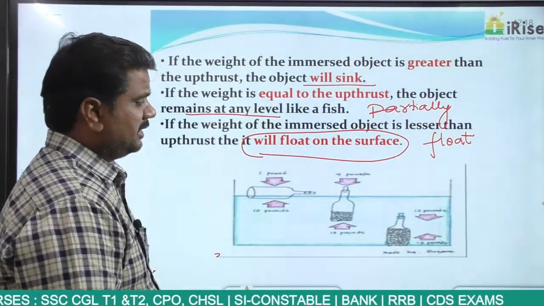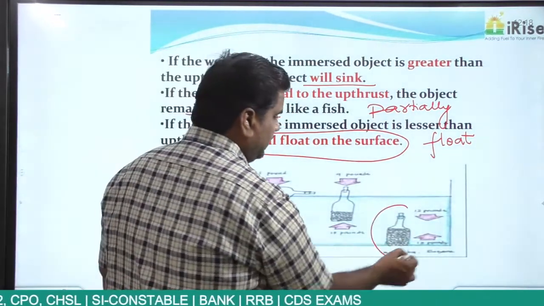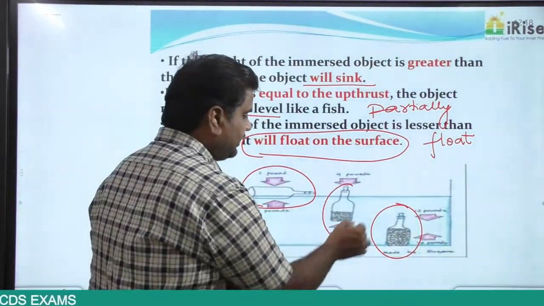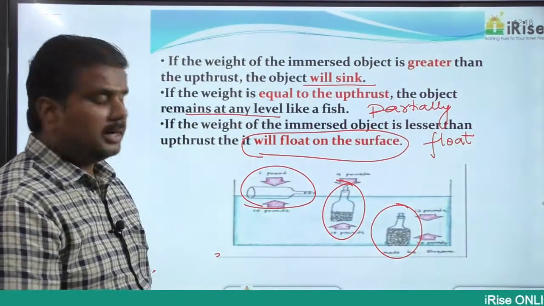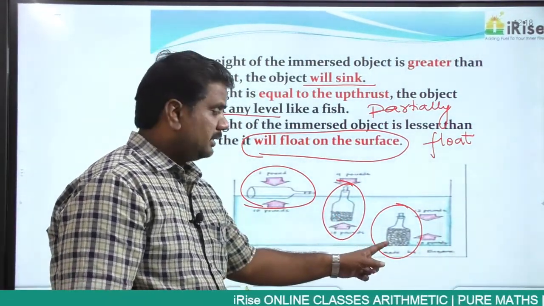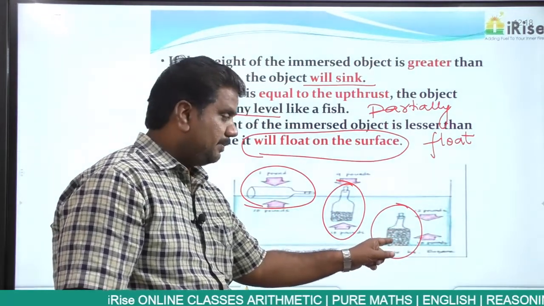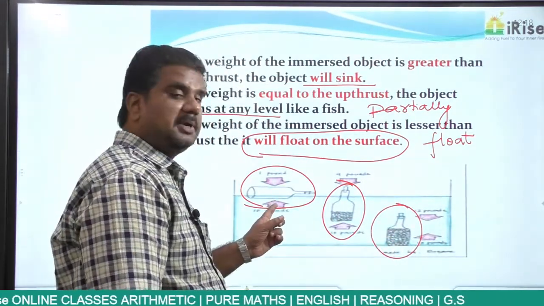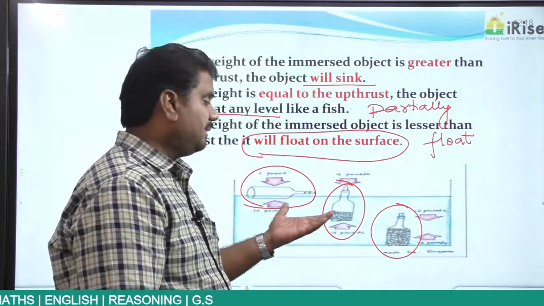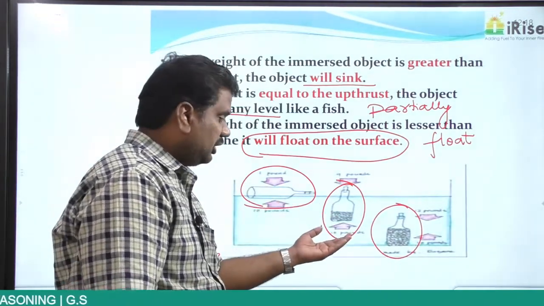In this particular case, you can see that one object is completely sinking, one object is completely floating, and one object is partially sinking. Right? Here in this case, object density and liquid density are both equal. Here in this case, object density is high when compared to liquid density. Here, object density and liquid density are partially equal. Different cases.